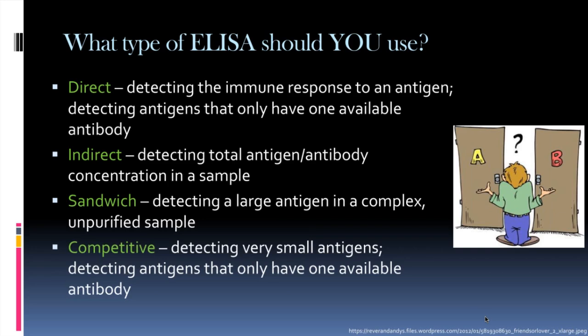Again, with sandwich ELISAs, if you're detecting a large antigen, because you have to use two antibodies binding to that same antigen. Also, if you're using complex unpurified samples, the added specificity of using two primary antibodies technically increases your specificity. So complex unpurified samples are great for sandwich ELISAs. In competitive ELISAs, if you're detecting very small antigens or detecting antigens that only have one available antibody, again, those are great ELISAs to use.